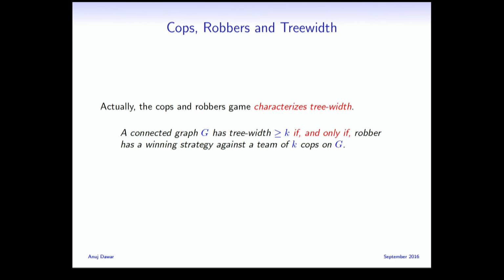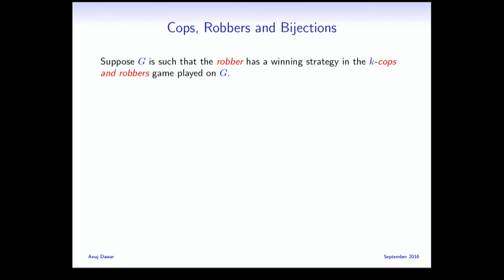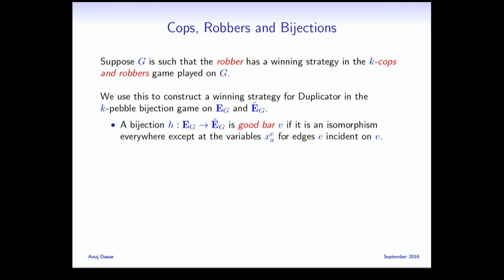So I mentioned this, the cops and robbers game actually characterizes tree width. So it would have been enough to just say we're taking a graph of large tree width. And now what does this have to do with our problem? I want to claim that we're going to turn the robber's winning strategy in G into a winning strategy for the duplicator in the bijection game played on these two systems of equations we constructed from G. And the idea is this.